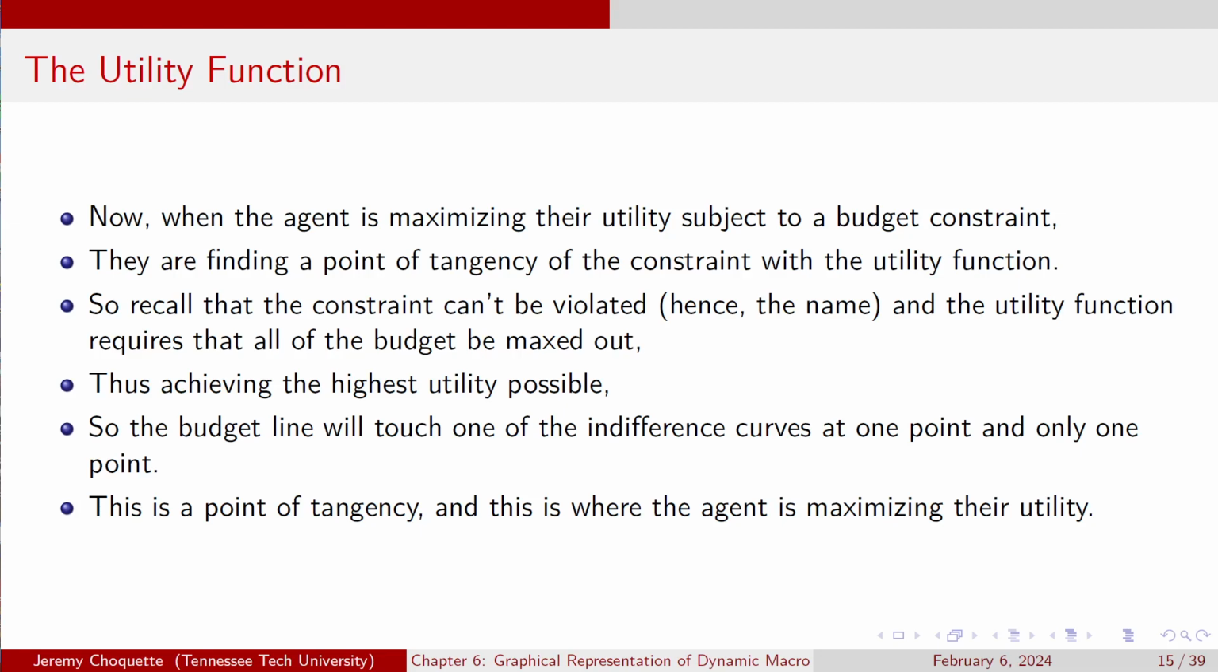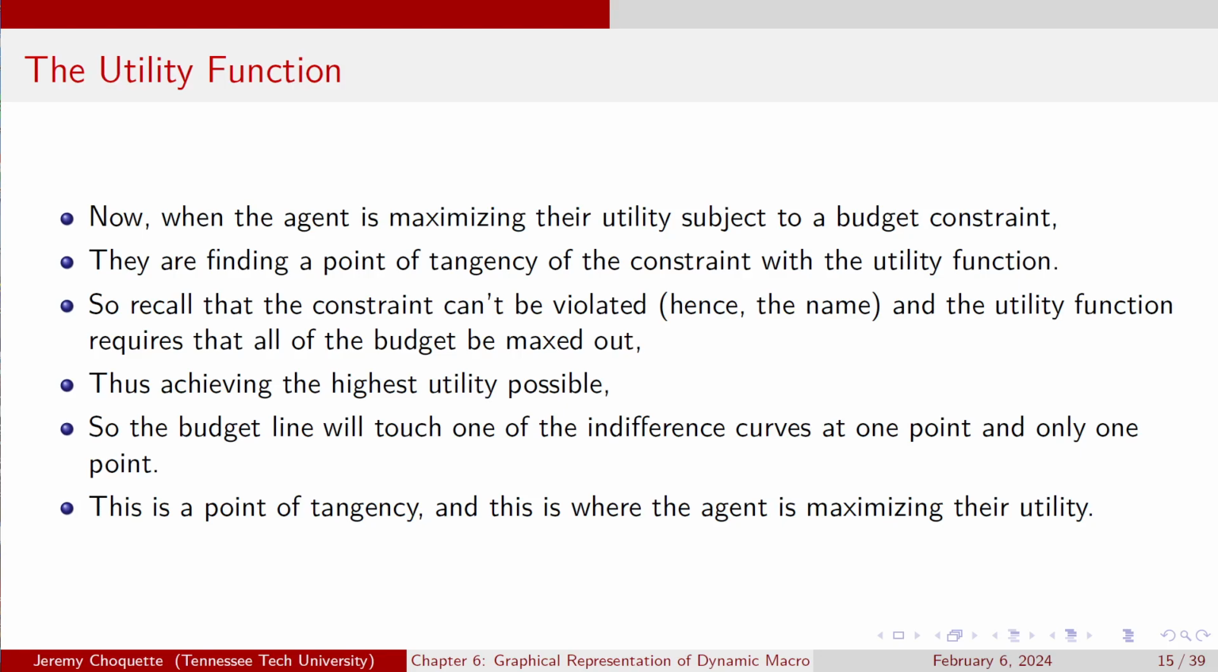But recall that the constraint can't get violated, hence the name. It's a constraint, right? So that utility function requires that all of the budget be maxed out, because if you're not consuming, you're saving. Okay, so you're either consuming or you're saving, and you don't have a third option there, right? Because you either spend it or you don't. If you don't spend it, you're saving it. Boom. So there is no third option here. Because there's no third option, regardless of how you spend that money, that budget's getting maxed out every single period. The budget's also being satisfied every single period. So we're spending no more and we're spending no less.